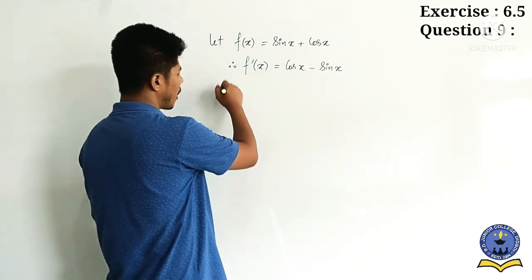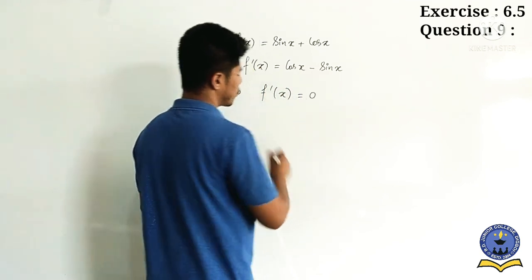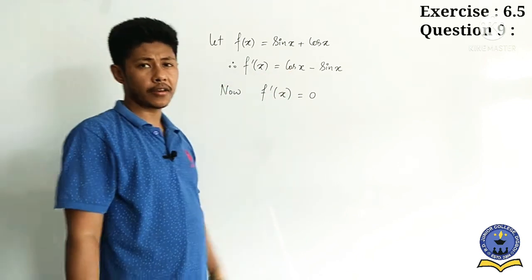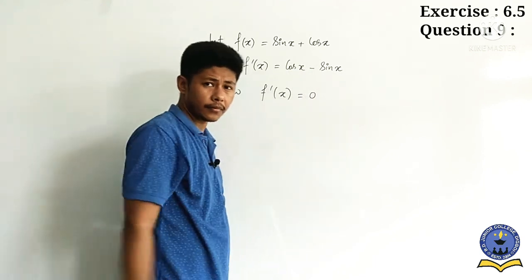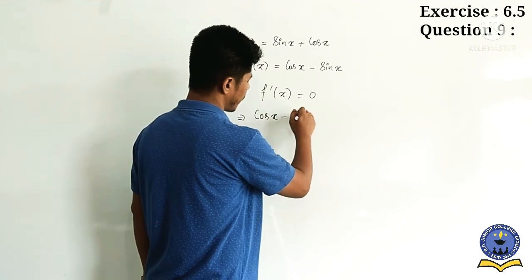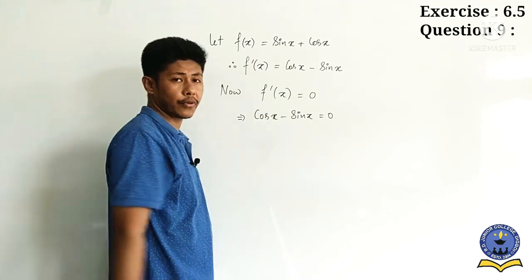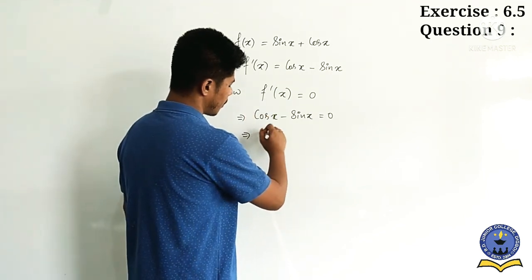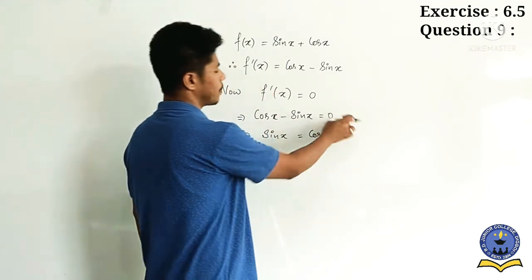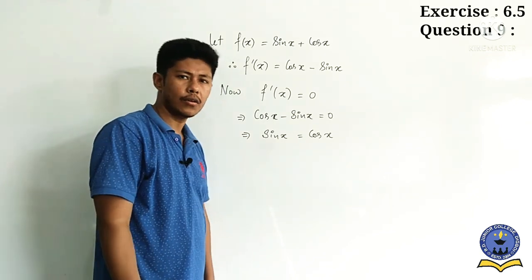After that, the next step: f dash of x equals 0. In place of f dash of x, we write cos x minus sin x equals 0. If we rearrange this, we can write sin x equals cos x. If you shift sin x to the other side, then cos x equals sin x, or ultimately sin x equals cos x.